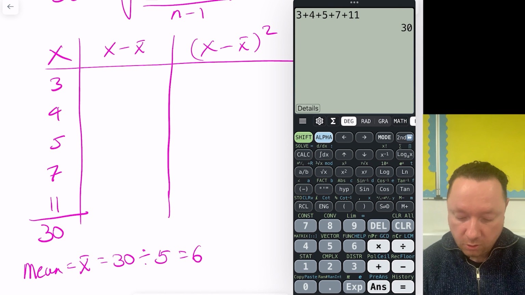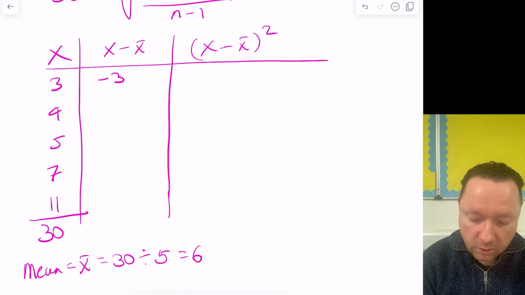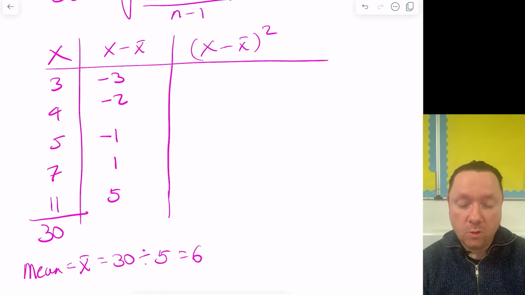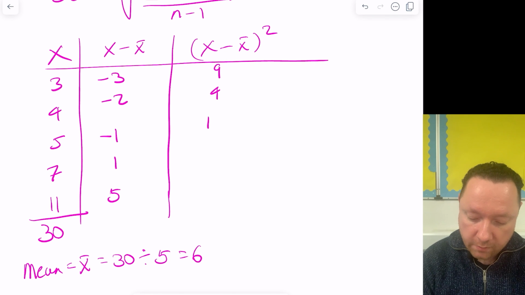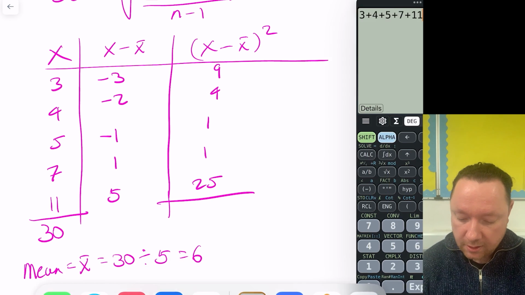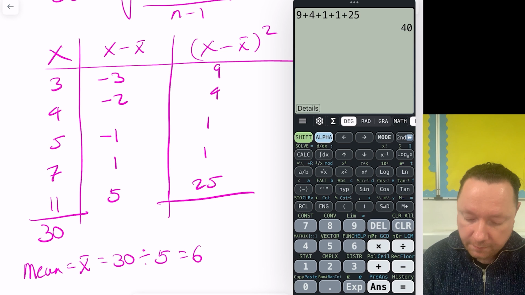So then in the middle you do each number take away 6. So 3 take away 6 is minus 3, 4 take away 6 is minus 2, 5 take away 6 is minus 1, 7 take away 6 is 1, and then 11 take away 6 is 5. And then in the last column we square the numbers. 3 3s is 9, 2 2s is 4, 1 1s is 1, then 25. Notice the minuses become pluses, so you just drop the minus. 9 plus 4 plus 1 plus 1 and 25 makes 40.